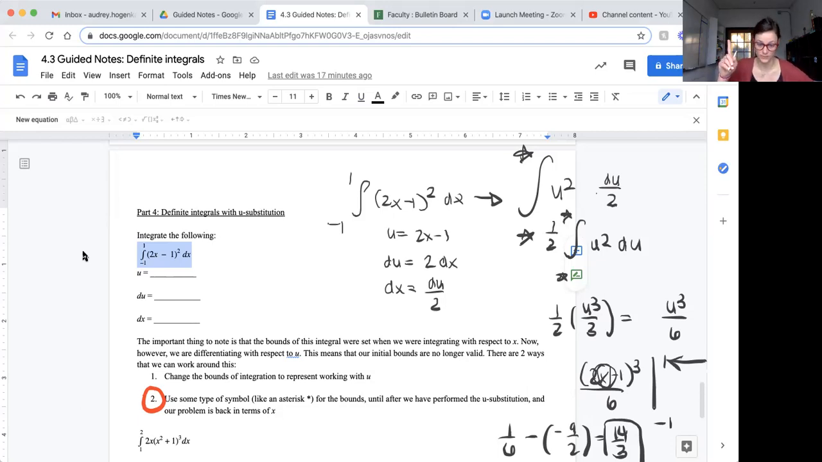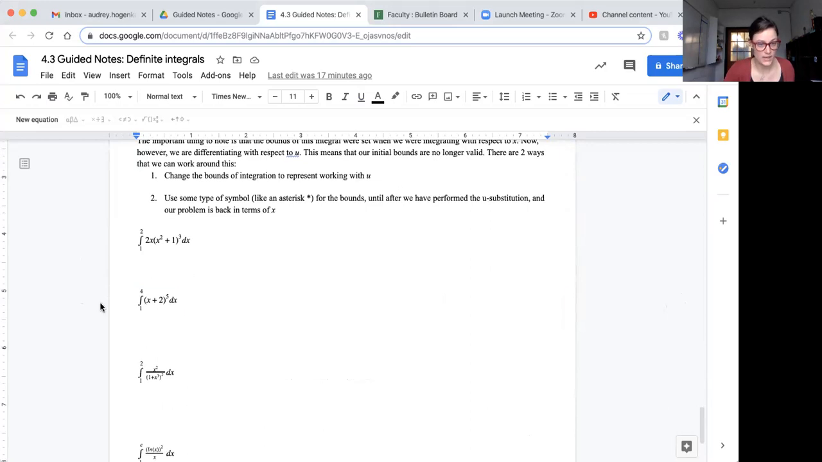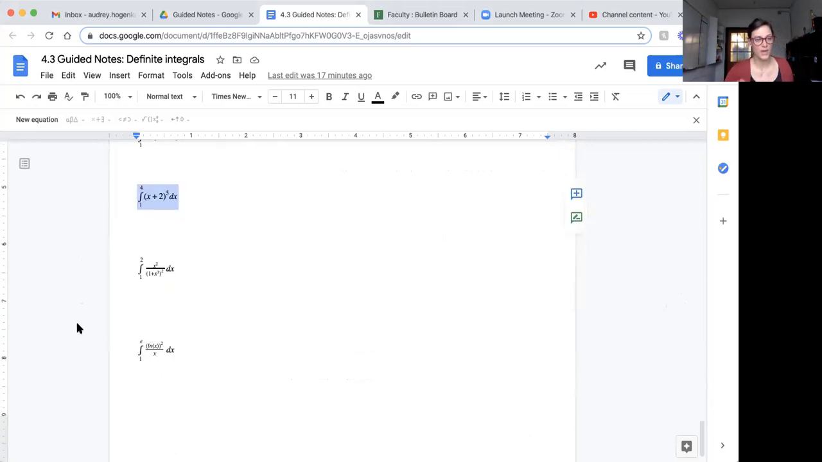So that's one option. There is another option, and I'm going to do a different problem. I'm going to do the second one down, this guy right here, x plus 2 to the 5th. And I'm going to use this problem as an example of the other way to do it, okay?